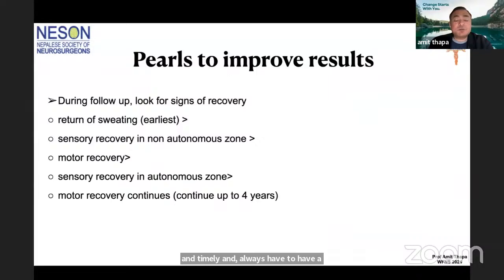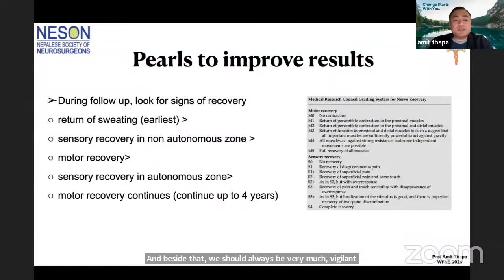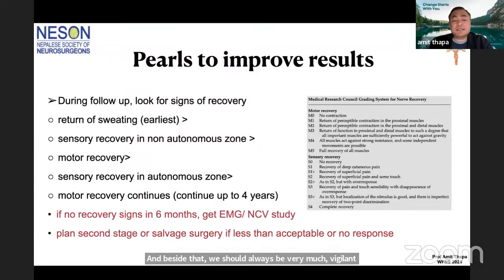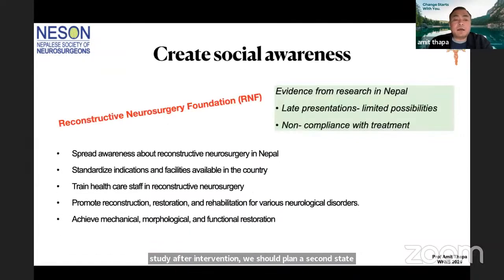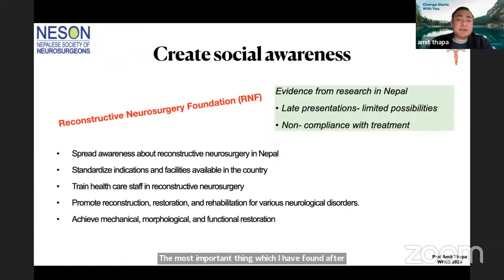Besides that, we should always be very vigilant about the signs of recovery. If recovery is not occurring within 6 months, and nothing is seen on EMG or NCV study after intervention, we should plan a second stage or salvage surgery if the response is not acceptable.